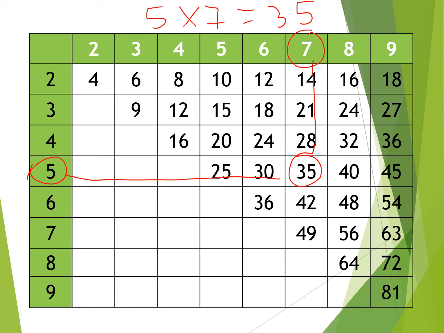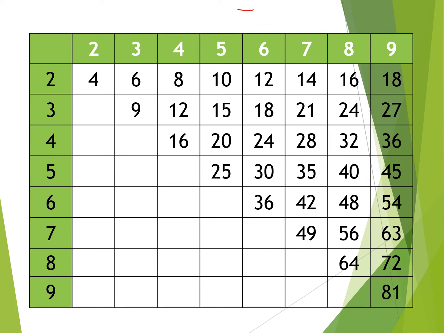Okay, so let's try another one. Let me erase this one first. Okay, so let's try, for example, 9 times 3. Let me write it down here. 9 times 3 is equal to, let's see what it is. So as I said earlier, you need to start with the smaller number. The smaller number is 3. So go to 3, and then you find 9 in the column. So let's see where they meet. They meet right here, right? So the answer should be 27.